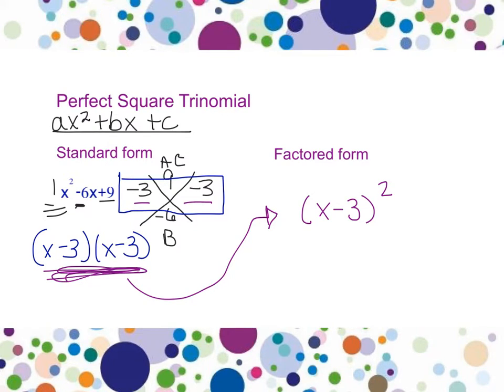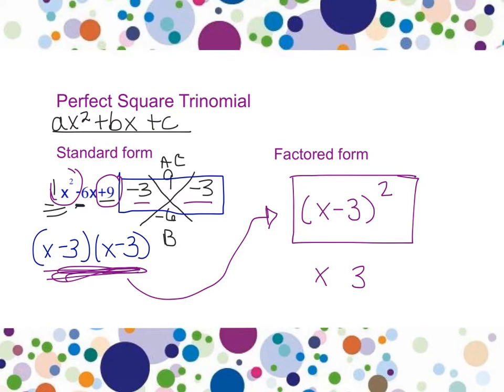So this is what a perfect square trinomial would look like in factored form. The shortcut, if you know it's a perfect square, is to take the square root of the first term, the square root of x squared, we get x, the square root of the last term, the square root of 9 is 3, and then the sign of the middle term. So since that middle term was negative, we're going to put a negative here. We put it in parentheses and raise it to the power of 2.